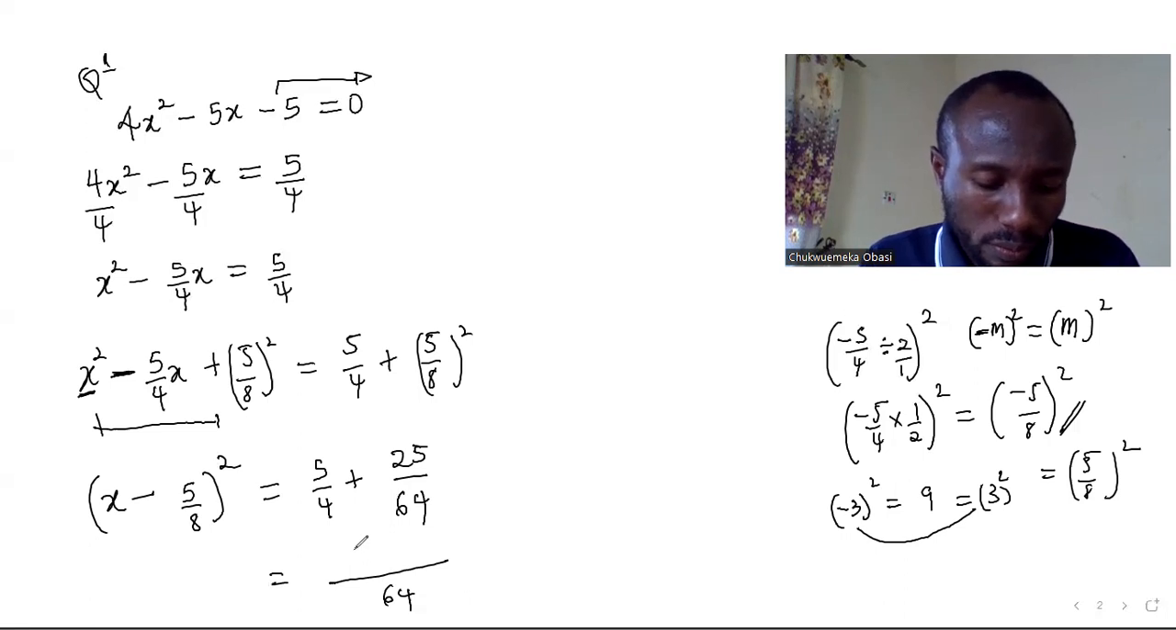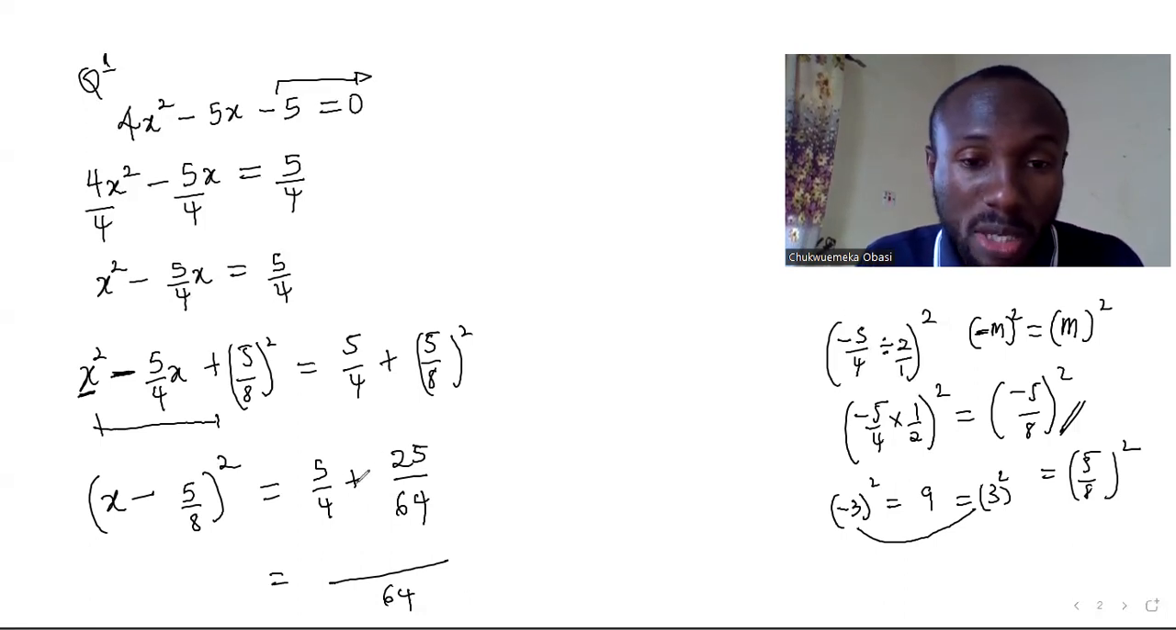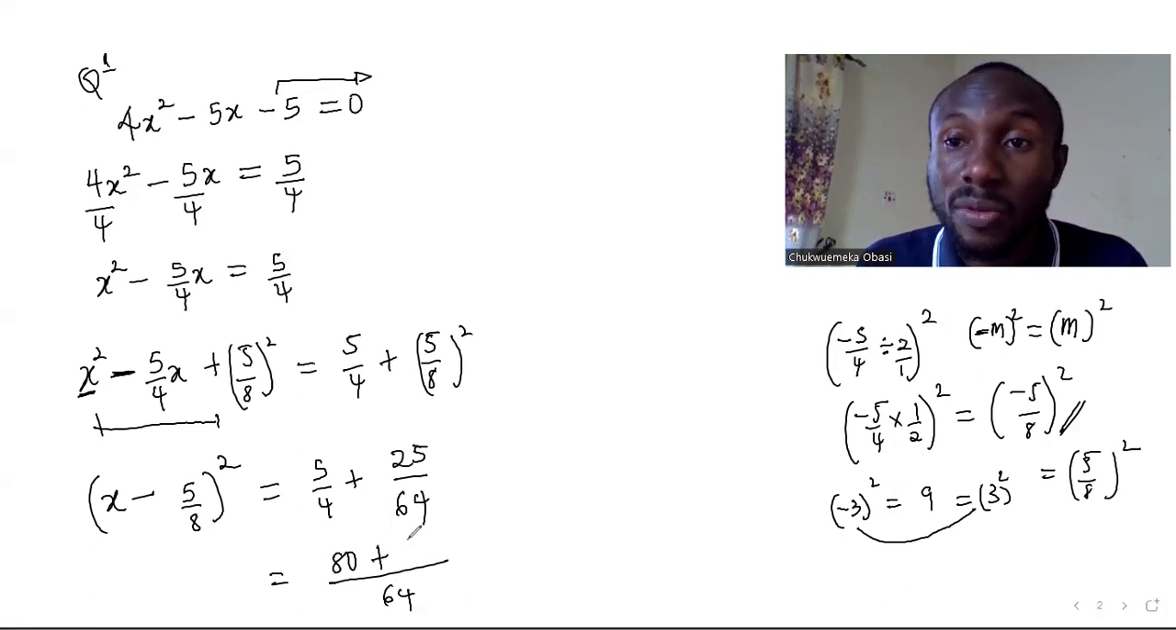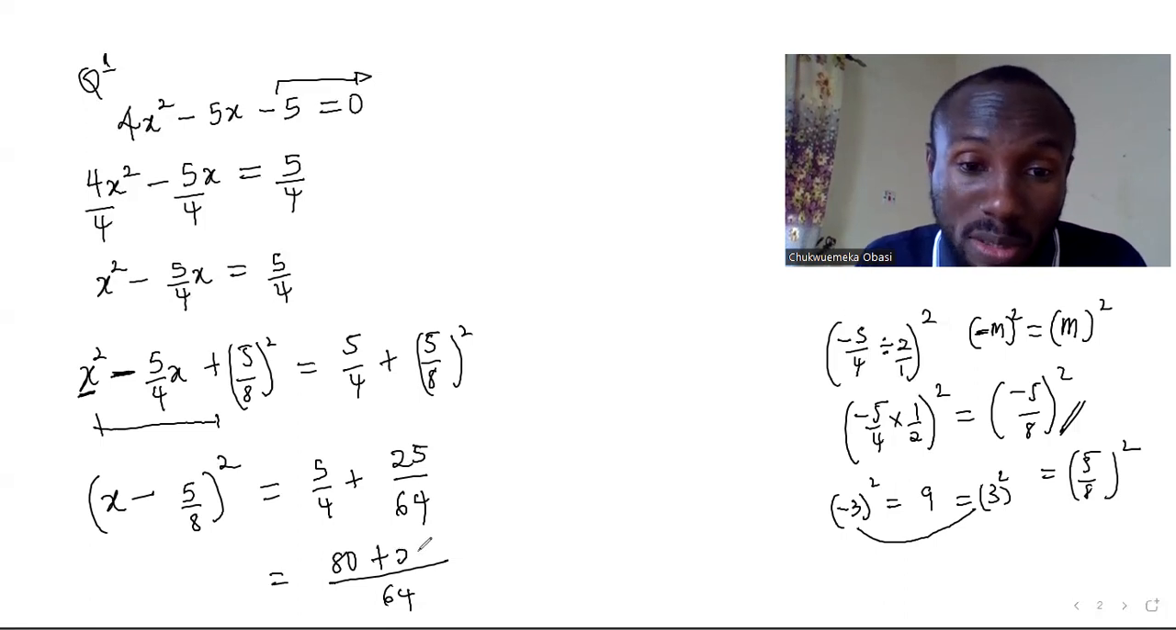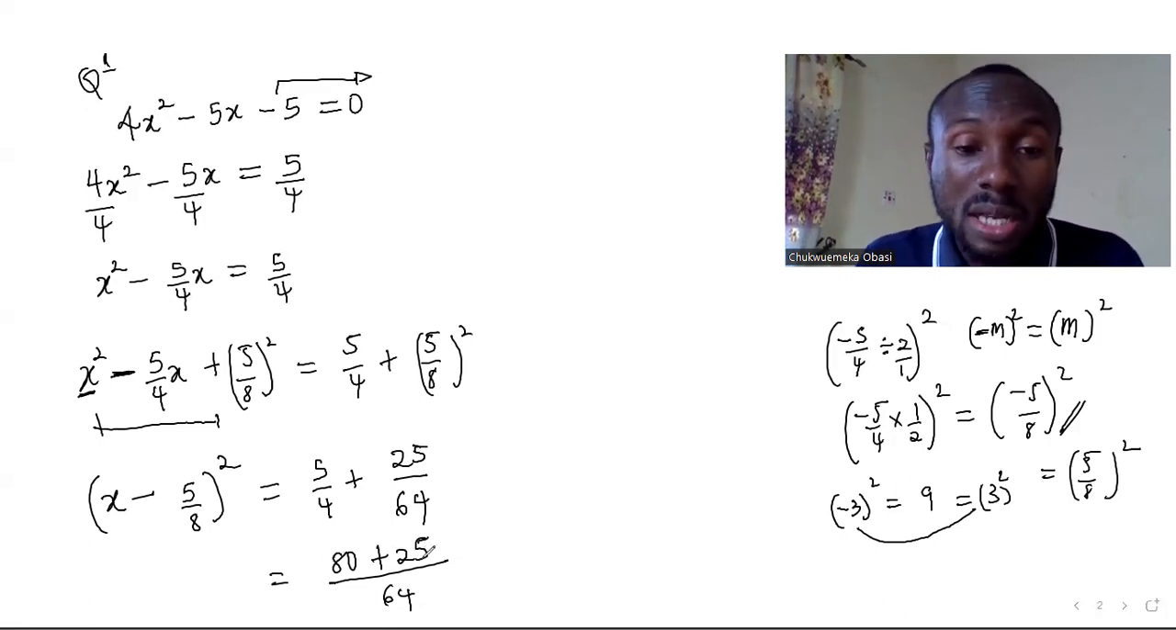So I have 64 divided by 4, that's 16. Then the 16 I got multiplied by 5. Of course, you should know that 16 times 5 will give me 80 here. Then I have plus 64 divided by 64 is 1. 1 times 25 is still 25, right? Of course, that's what it is. Then 80 plus 25 will give us how much?